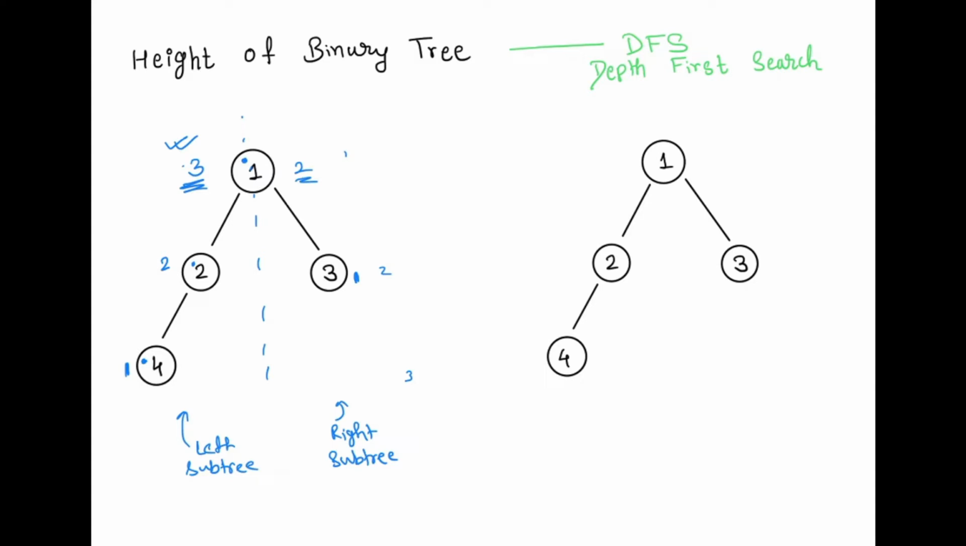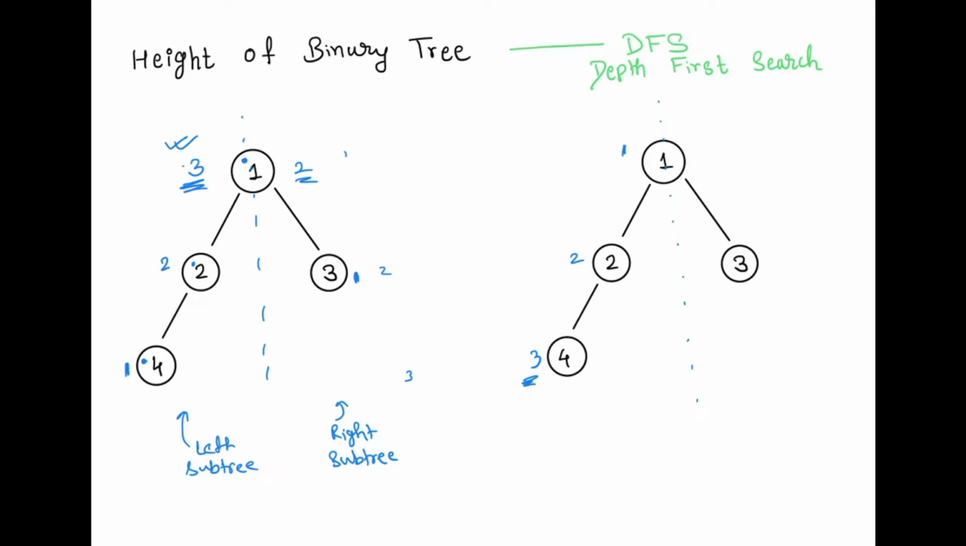The other approach that is possible for this problem is, instead of going and hitting the leaf and then starting counting up, we can actually count down as we go. So the approach could be like, we start from 1, we go 2, we go 3, and 3 is a leaf node, so we keep track of 3.